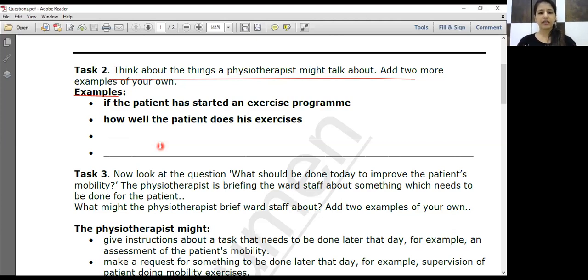Think about it. Try to be in that situation and type your predictions in the chat box. What things might be involved in this discussion? A physiotherapist talking to a nurse about an elderly patient. What points may they discuss?